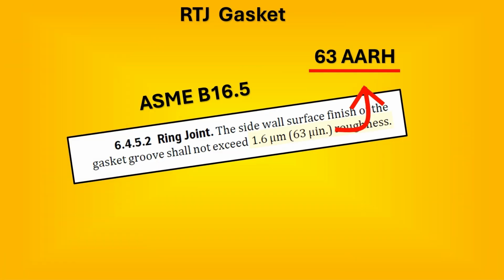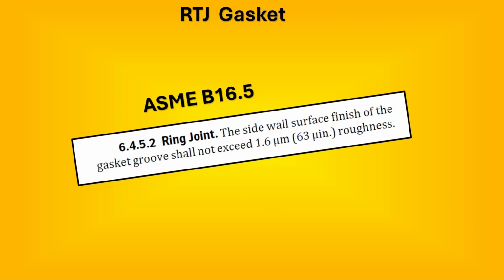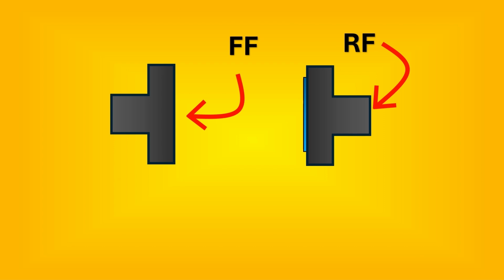Let me repeat that again. The harder the gasket, the lower the roughness required. So you might have seen for soft gasket it goes between 250 to 500 AARH. Then for spiral wound metal gasket it goes between 125 to 250, and here for RTJ it is just 63 AARH. That is about raised face flanges. The next flange which comes into the picture is the flat face flange.